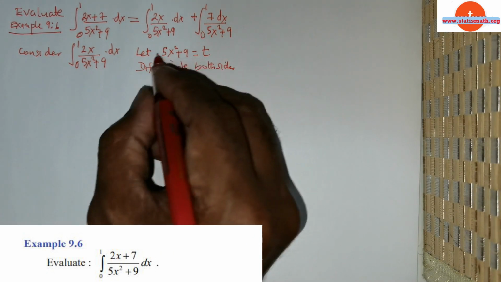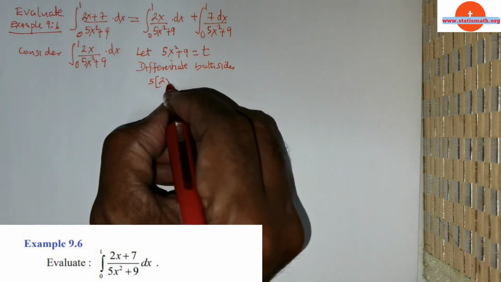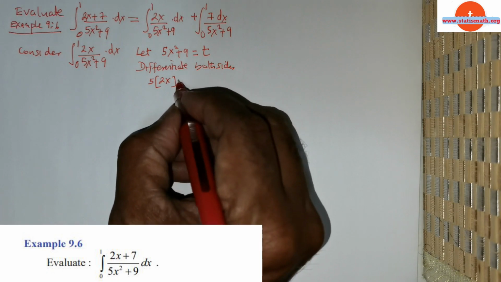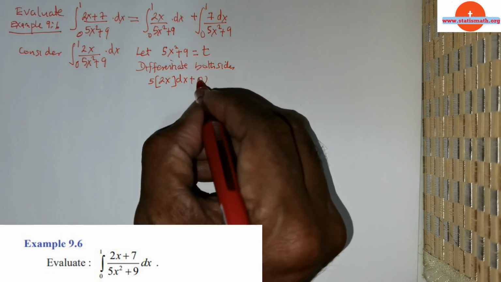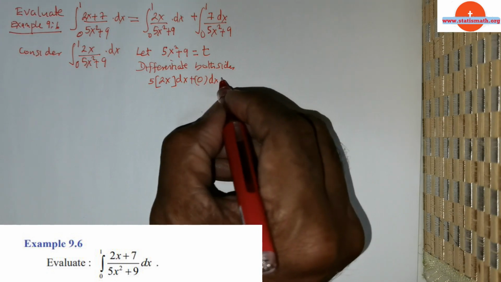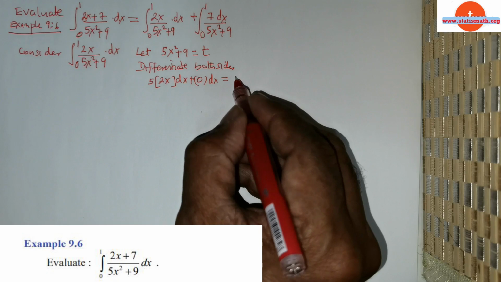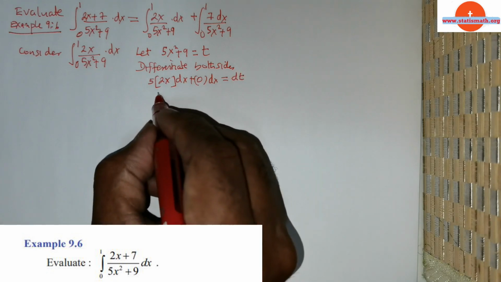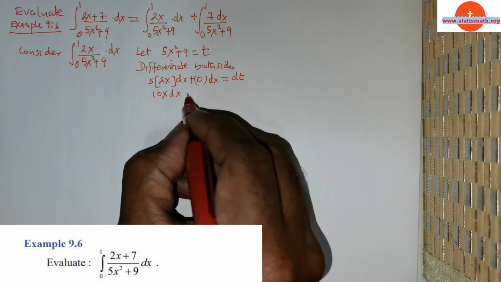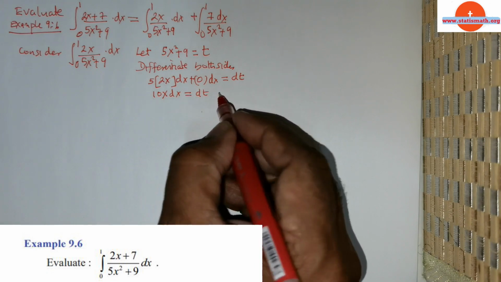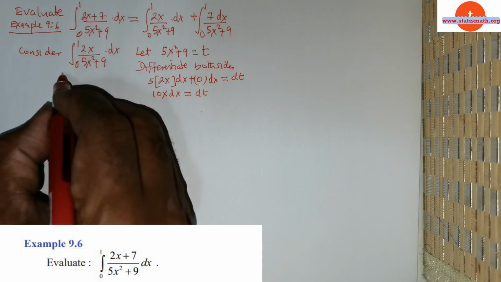So when you differentiate both sides, you get 5 times the differential of x², which is 2x, of course with the dx there, plus the differential of 9, which is 0, again with the dx, the differential operator. On the right side, when you differentiate t, you get dt. So this can be rewritten as 10x dx is equal to dt. So what happens to this integral?